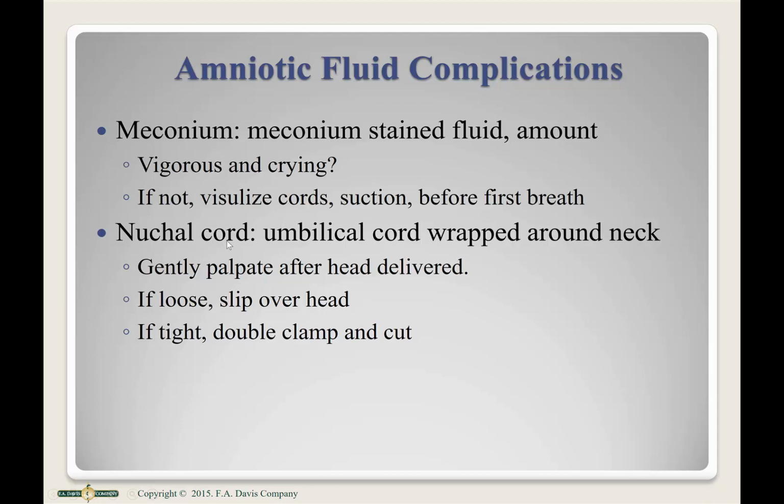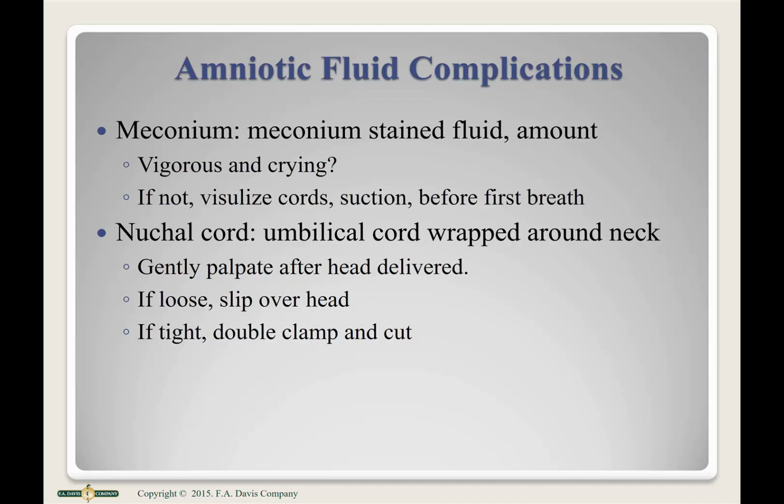Nuchal cord is another complication. That's when the umbilical cord gets wrapped around the baby's neck in utero. And as contractions are happening, and those contractions are pushing the baby down into the birth canal, that nuchal cord, that cord around the baby's neck, can start getting tighter and tighter. And so we'll start seeing probably variable decels.